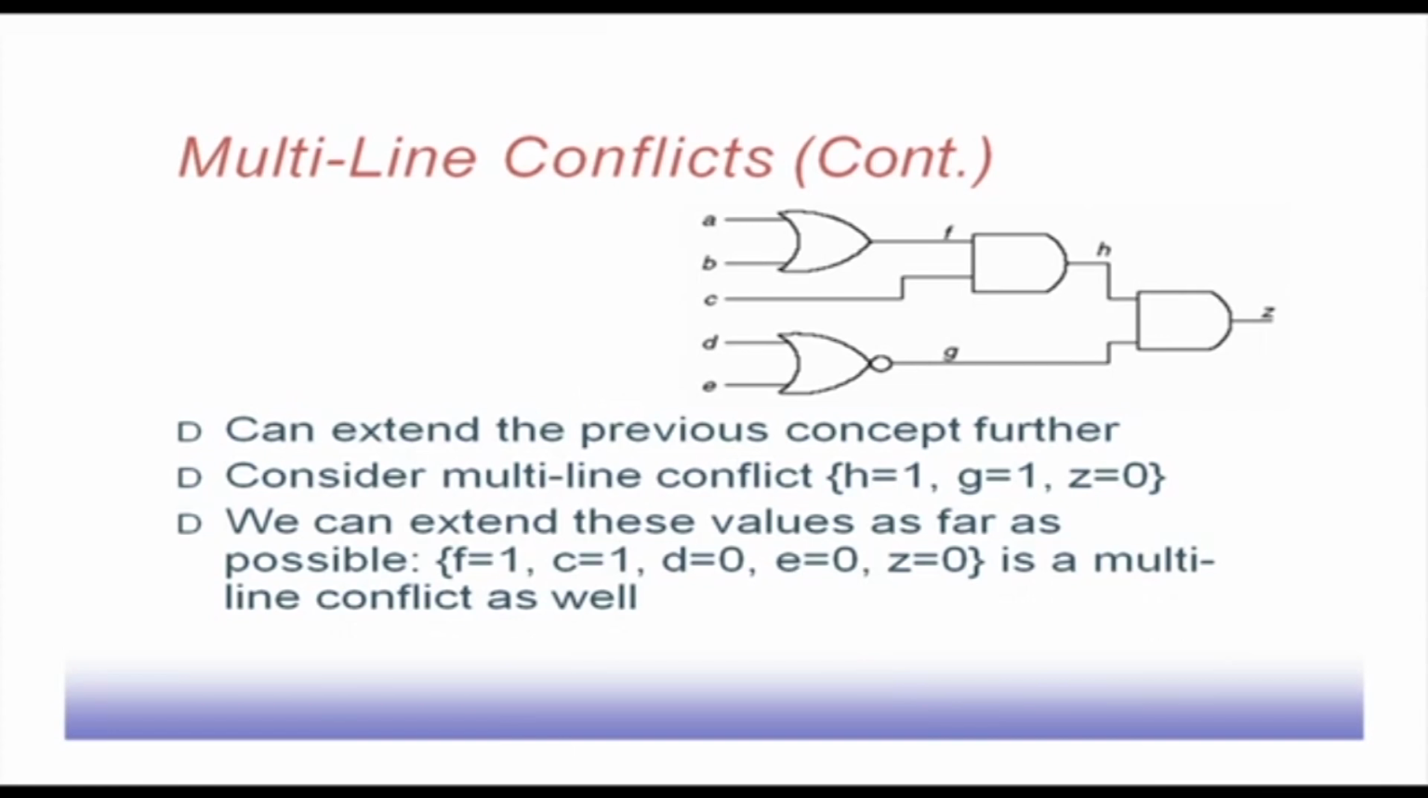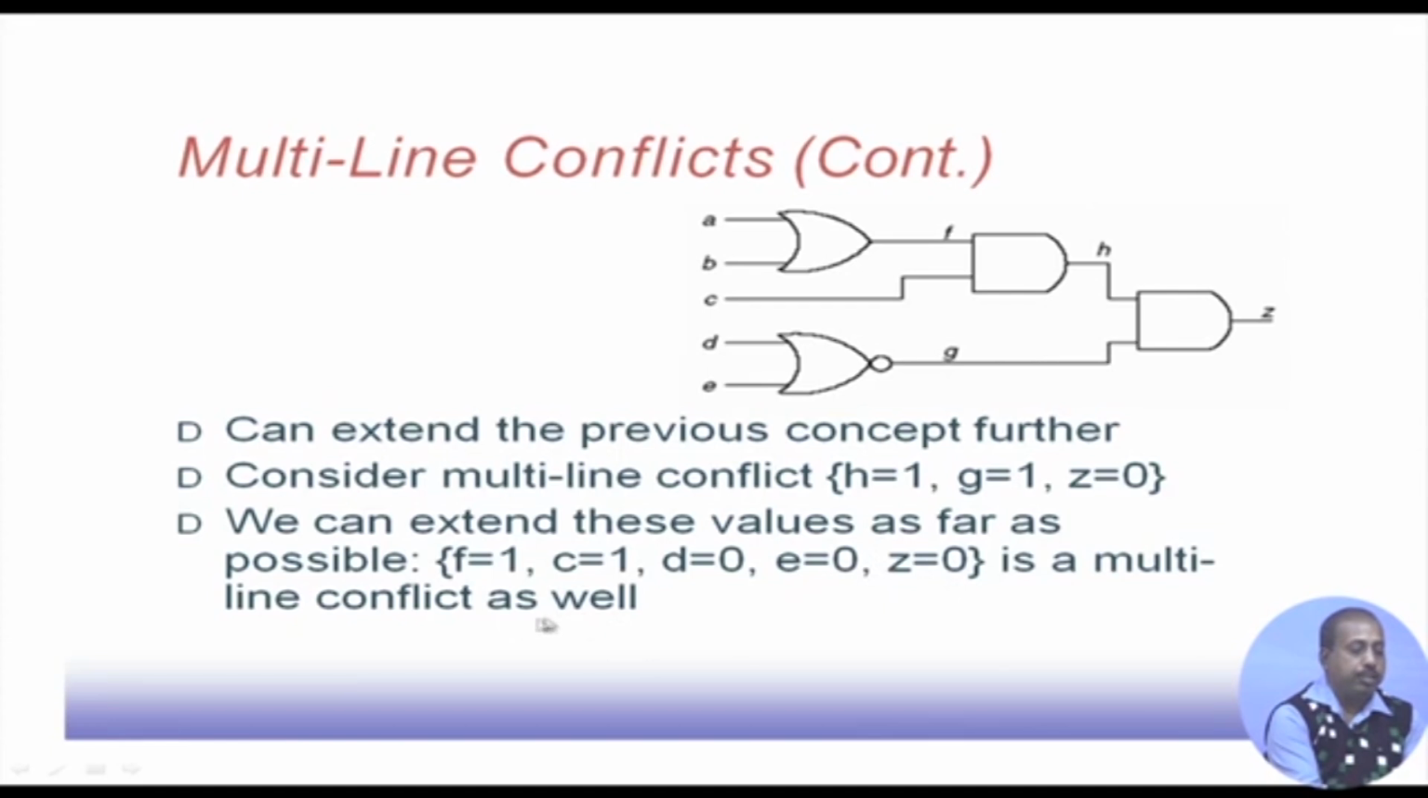We can extend from the previous concept further, like consider H equal to 1, G equal to 1 and Z equal to 0. It is a multi-line conflict. We can extend these values as far as possible, like if we do the implication, backward implication and all that, we will get F equal to 1, C equal to 1, D equal to 0, E equal to 0, Z equal to 0. So, by extending the conflicts that are occurring here, we can see the further conflicts that can come.